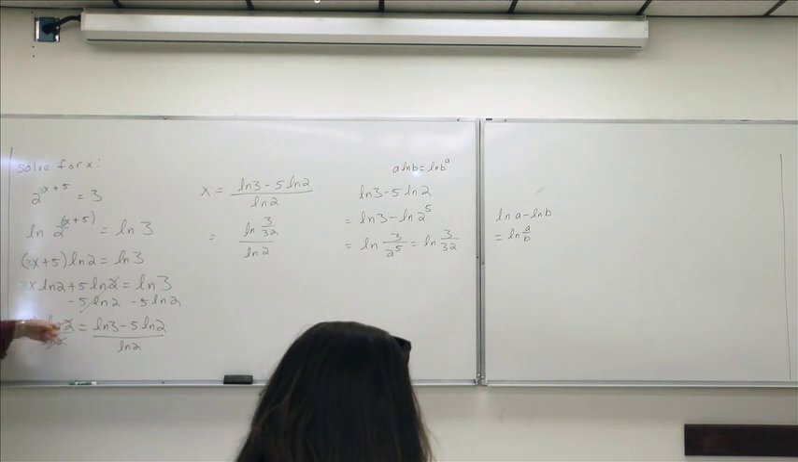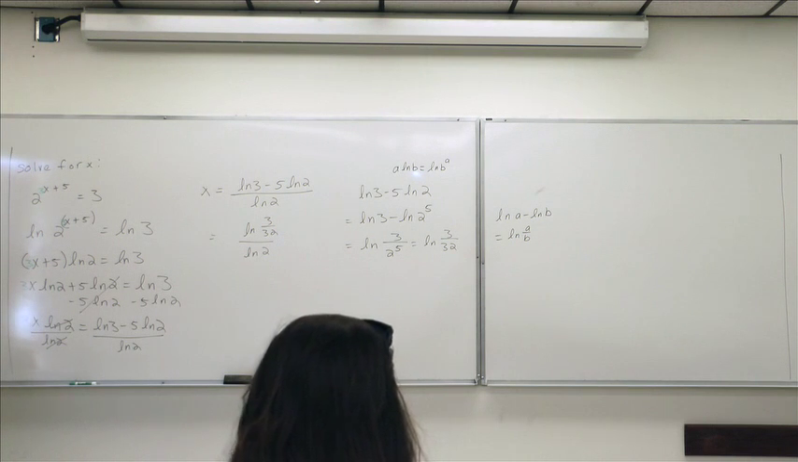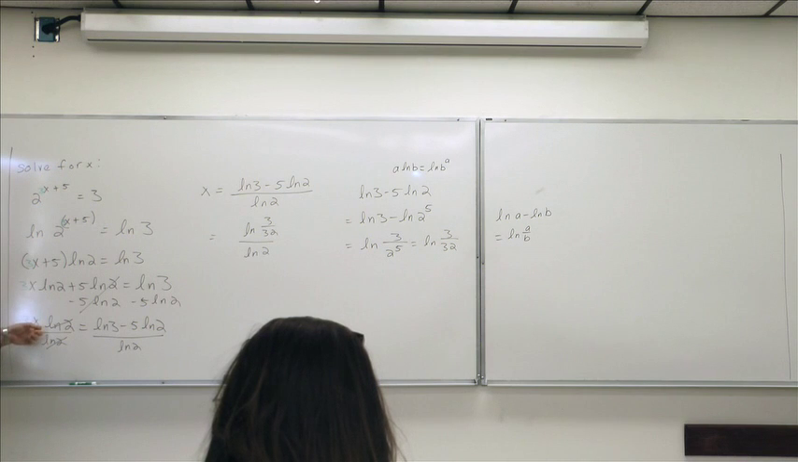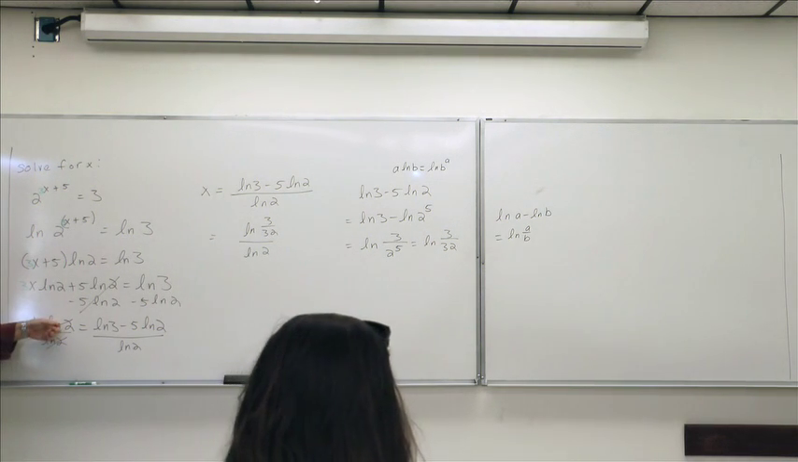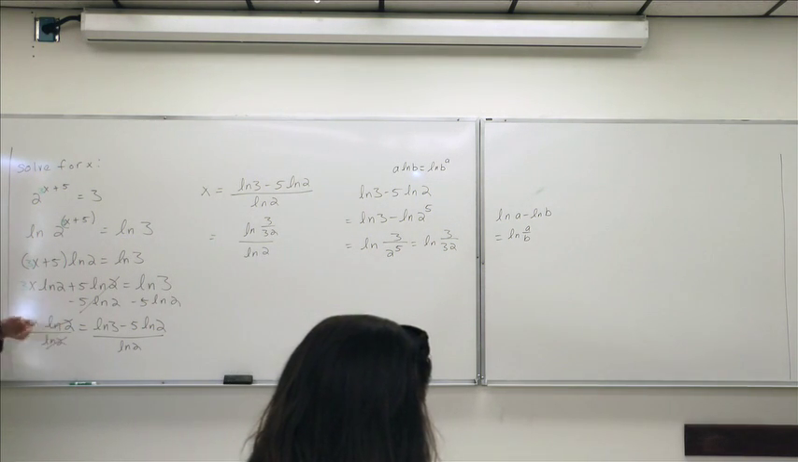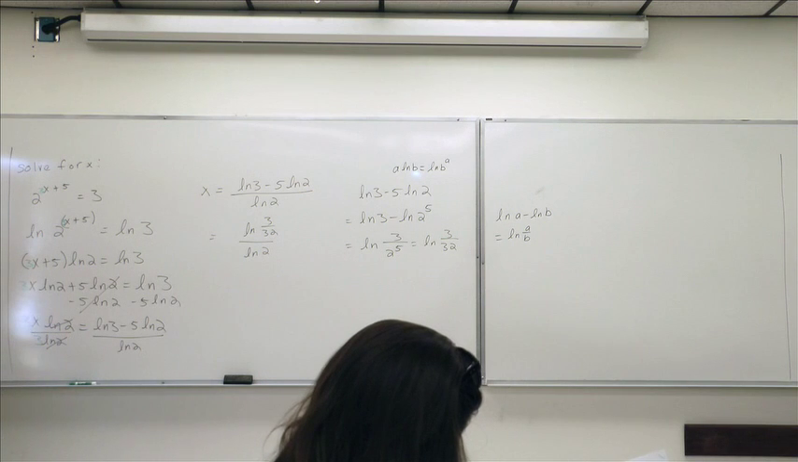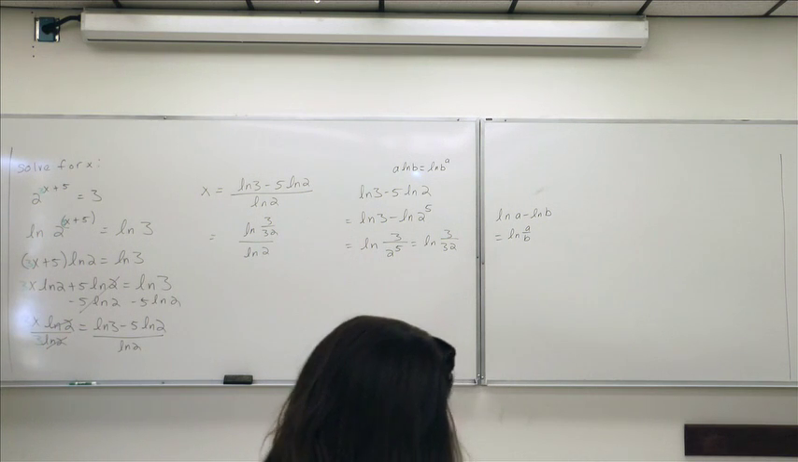Right here, 3x natural log of 2. How many things are being multiplied? 3. The 3, the x, and the natural log of 2. So if I'm going to divide, I don't have to divide by one thing, I can divide by multiple things. So I would just divide by that 3 natural log of 2.